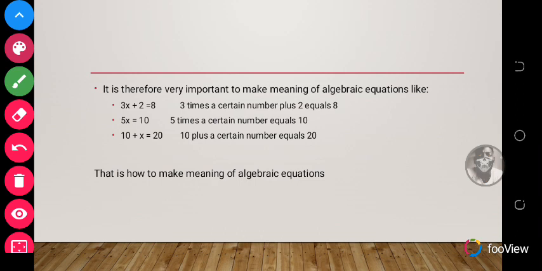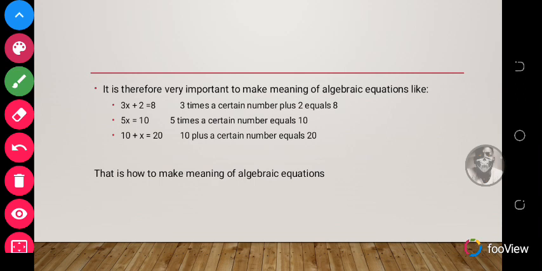It is therefore very important to make meaning of algebraic equations like 3x plus 2 is equal to 8. You can explain it as 3 times a certain number plus 2 is equal to 8. If you're asked to find the number, you should be able to find it. That number is definitely going to be 2, because 3 times 2 is 6, plus 2 is 8.